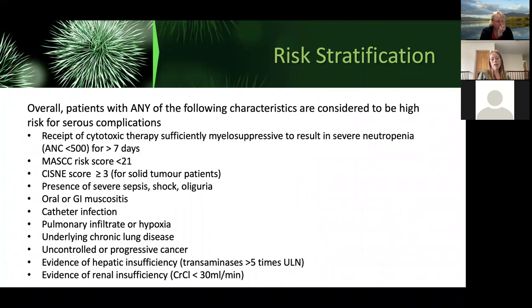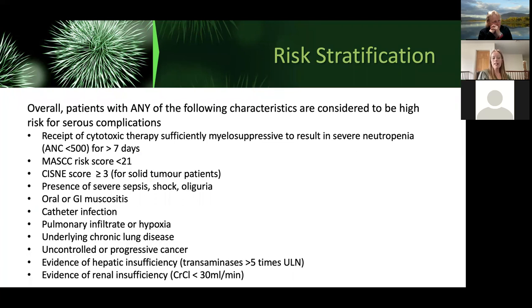But the IDSA guidelines basically have come up with a list of reasons why a patient should be admitted. So this list comes from the IDSA guidelines and says that any of these following characteristics, they're high risk and need to be admitted to hospital. Okay. So any patient that received cytotoxic therapy that will result in severe neutropenia lasting for more than 7 days. Okay. If they have a MASCC score of less than 21, a CISNE score of greater than or equal to 3, specifically only for solid tumor patients.